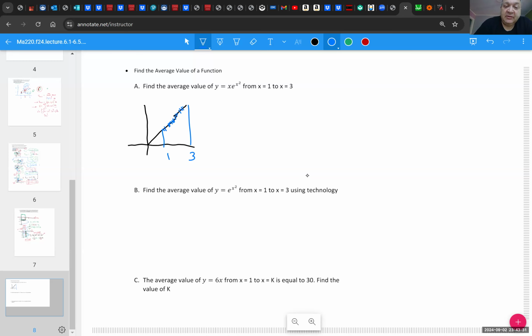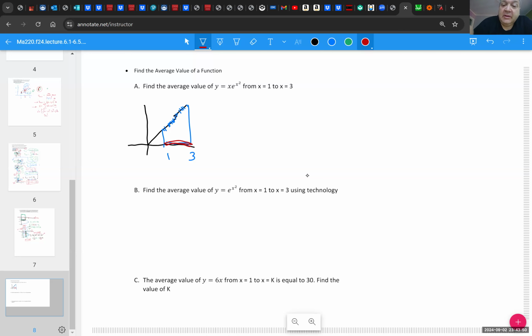We have a function. So for every single point on that function, we find its y value and we add them all up. And how many do we have? Well, we have the numbers from 1 to 3. That's how many infinitesimal rectangles we have. That spans a distance of 2.